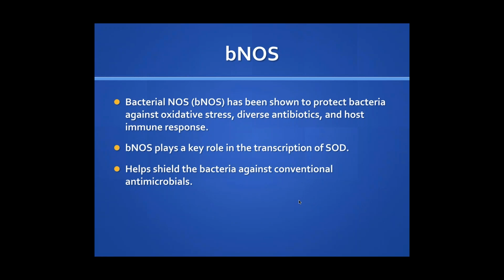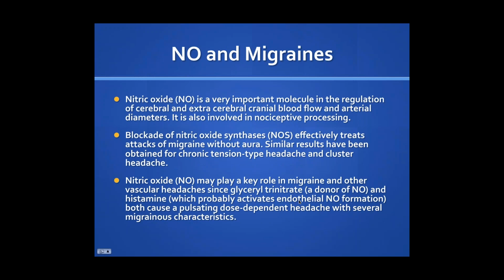So we're going to talk about BH4 in a minute, but the way that we increase BH4 is up and coming. It's an incredibly important molecule. Nitric oxide is a very important molecule in the regulation of cerebral and extracerebral cranial blood flow and arterial diameters. It's also involved in nociceptive processing. So it's involved in migraines.